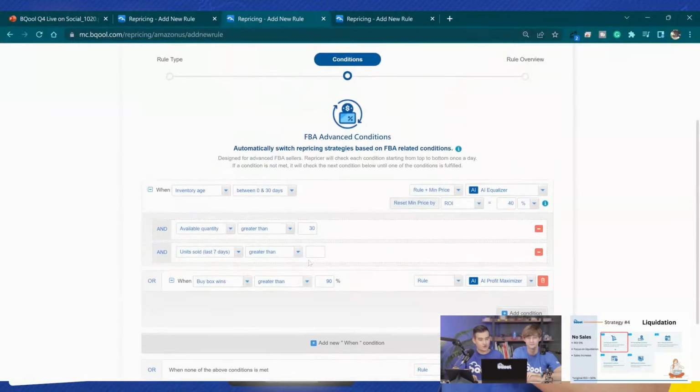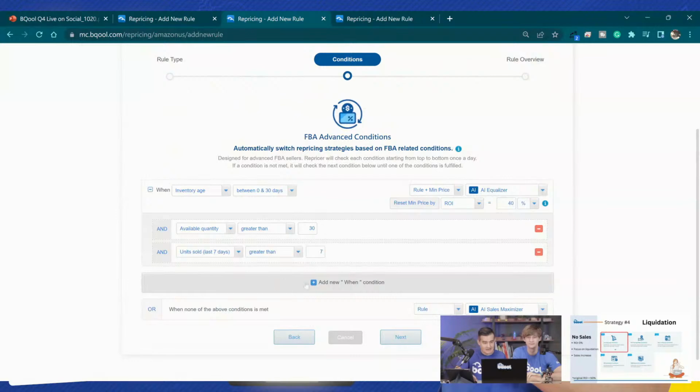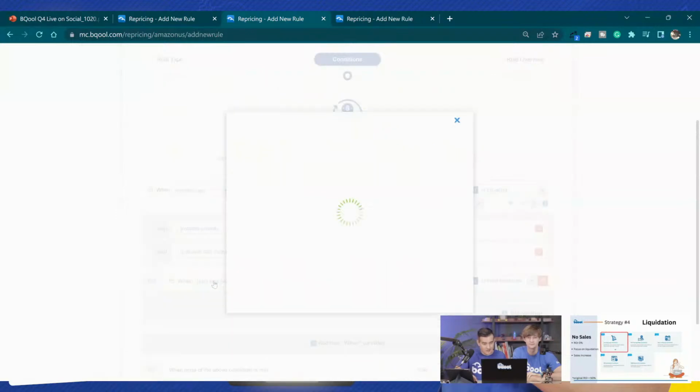And then for the units sold, let's say it has been greater than, if let's say I have 30 units I shipped in a month, I'm expecting to sell maybe 6.5 units using 4 weeks. So let's say 7. So if it's sold greater than 7, I'm going to keep it at AI Equalizer. This is normal. Then I'm going to add another one here for inventory age.